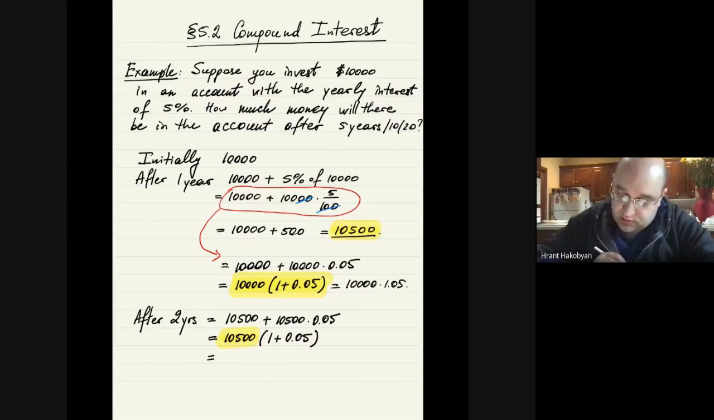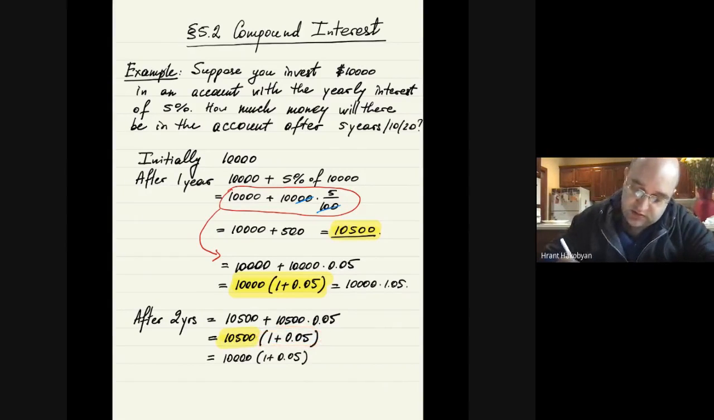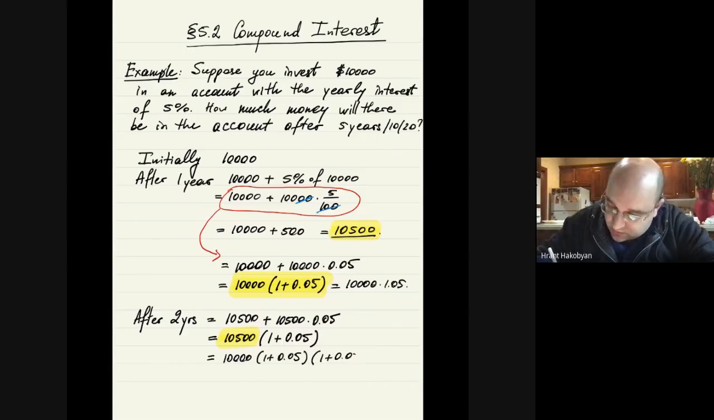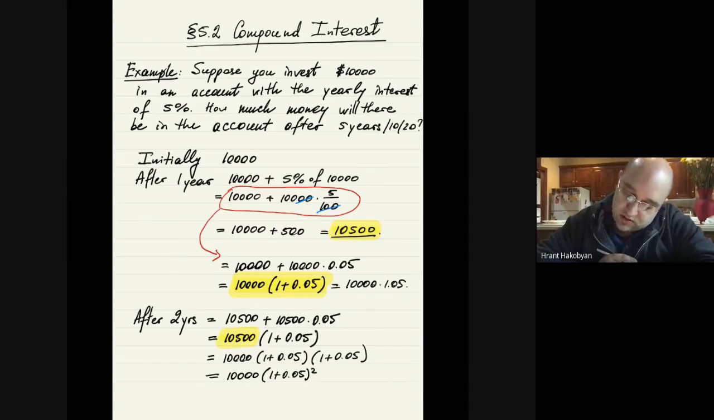That was the amount after 1 year. So if I use that, the yellow part is going to be 10,000 times 1 plus 0.05. And then I have this other 1 plus 0.05 as well. So I'm just gonna write that again. So it's going to be 1 plus 0.05. So the whole thing is gonna be 10,000 times 1 plus 0.05 squared. Okay, so here is the formula that I obtained for what happens after 2 years.